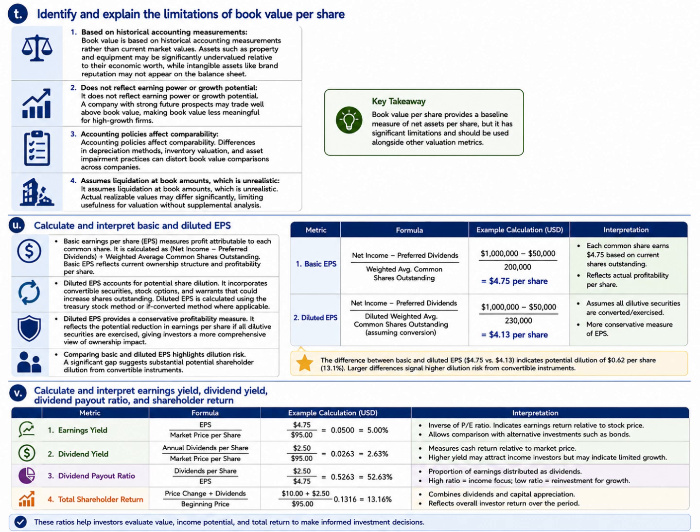Accounting policies affect comparability. Differences in depreciation methods, inventory valuation, and asset impairment practices can distort book value comparisons across companies. It assumes liquidation at book amounts, which is unrealistic. Actual realizable values may differ significantly, limiting usefulness for valuation without supplemental analysis.